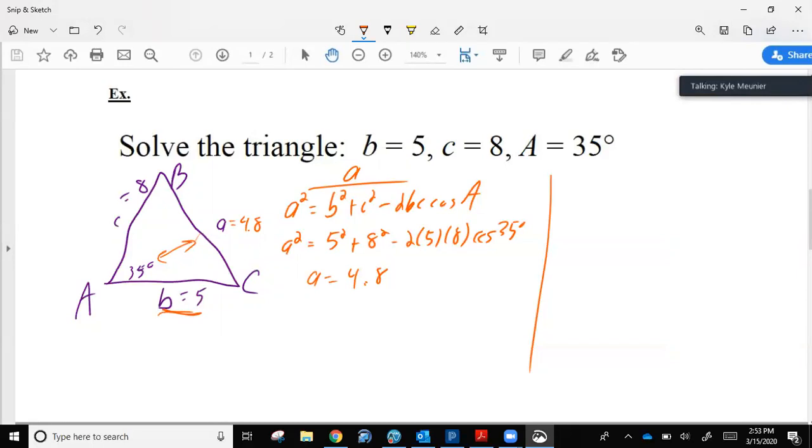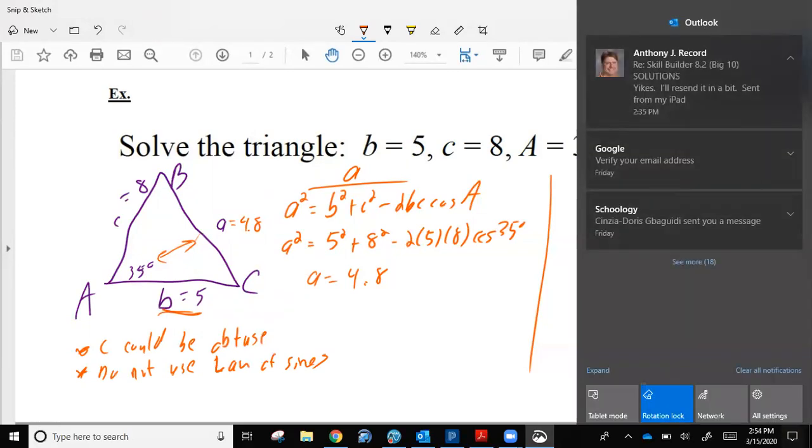If there's an obtuse angle in this problem, it's going to be angle C. The largest angle is always across from the largest side. Side C is 8. Therefore, angle C might be obtuse. I'm going to make that note. Angle C could be obtuse. Do not use law of sines on it. But angle B cannot be obtuse. You cannot have two obtuse angles in a triangle. So I can use the law of sines to figure out angle B.